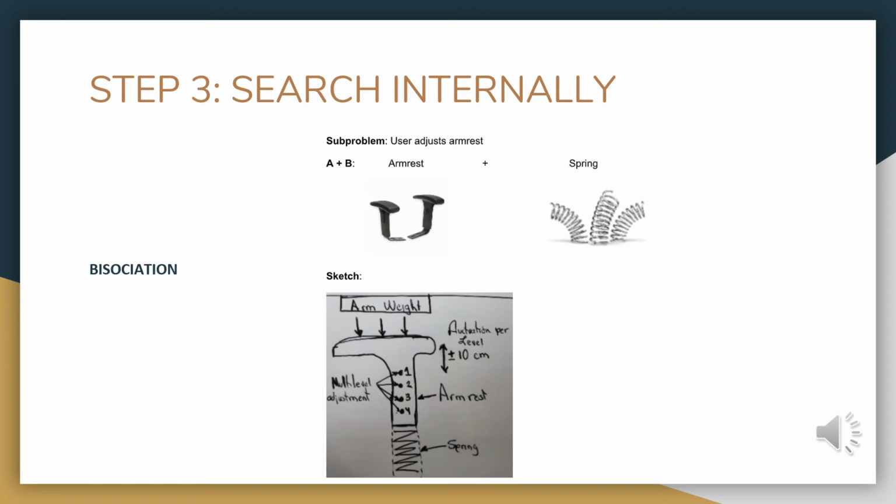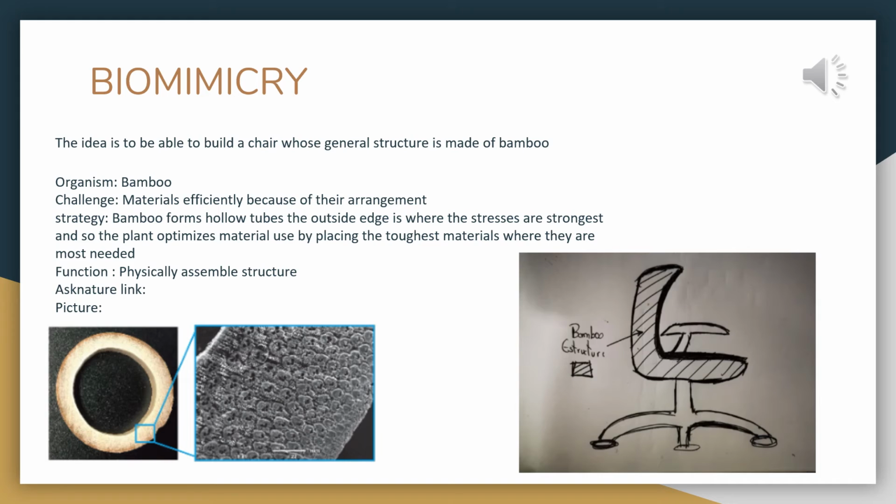For step 3, search internally, we use dissociation, and here is one of our ideas: combining armrest plus spring. After dissociation, we start with biomimicry. Here the idea is to build a chair whose general structure is made of bamboo.